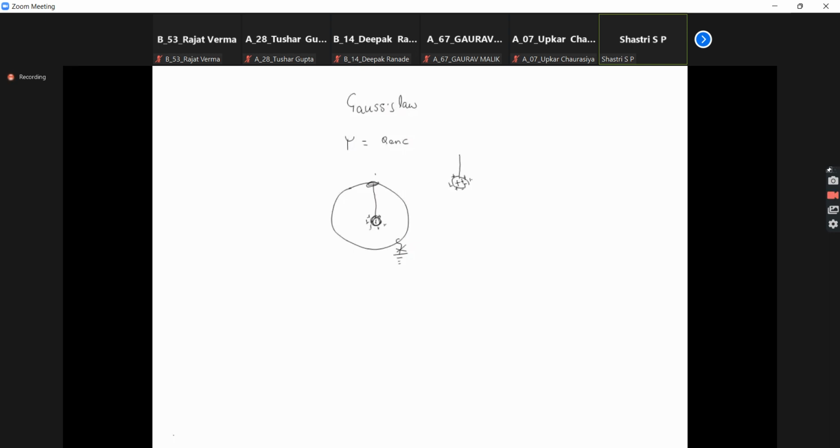Now we have already discussed the electric field intensity. Since it's a charged particle, it is going to influence the surrounding. So how does it influence? Actually, it radiates out imaginary lines of force, which we call flux, like this, in all directions.